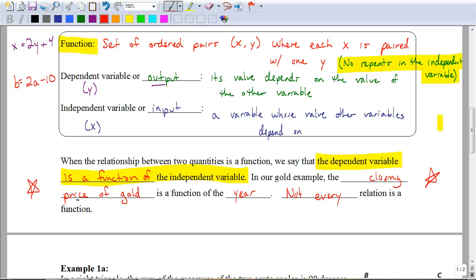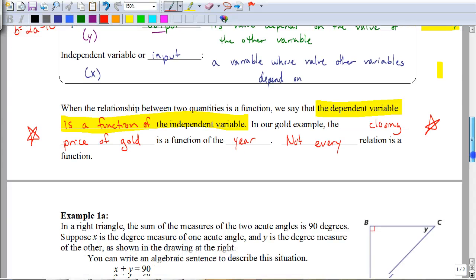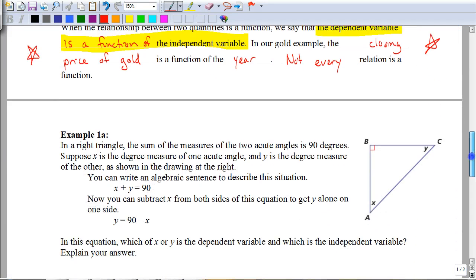We always put the dependent variable first. I know it's kind of contrary to what you might think, but it would be the dependent variable is going to be a function of the independent variable. So the independent variable always comes last. So with that gold example, we would say the closing price of gold is a function of the year. And again, not every relation is going to end up being a function, because sometimes there are repeats with the independent variable. In that case, the relation would not be a function.